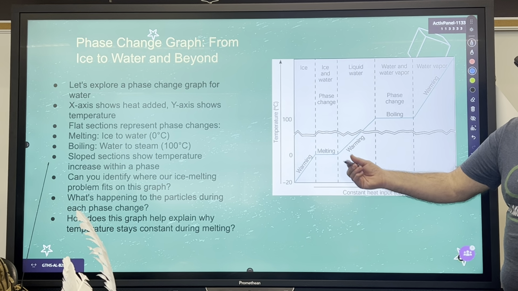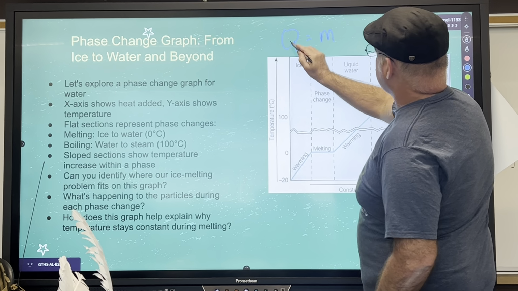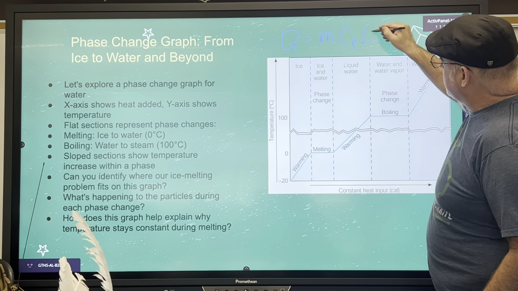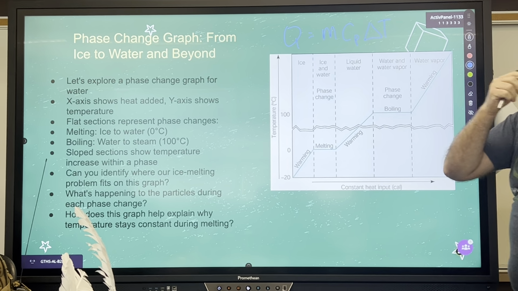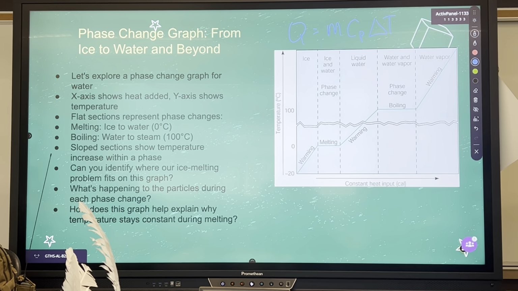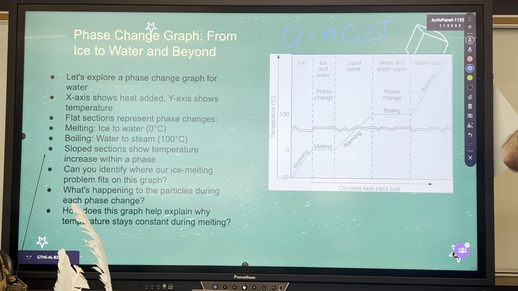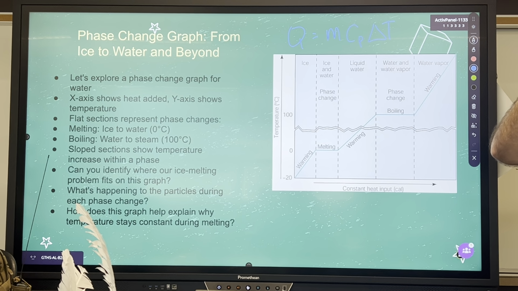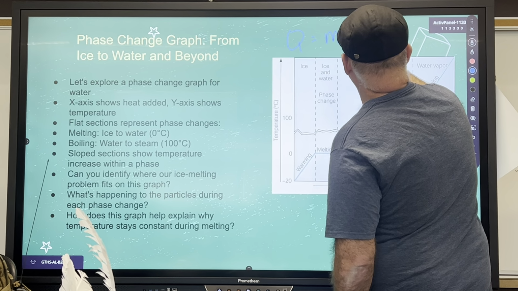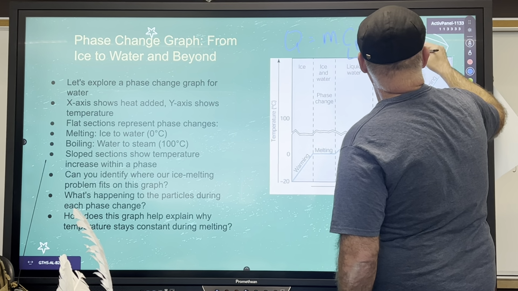We can use the equation that we learned last semester. The heat is the mass times the specific heat times the change in temperature. And what was the specific heat for water? You guys remember that from last semester? What is the specific heat of water? How many joules does it take to raise the temperature of water? 4.18. Yes.